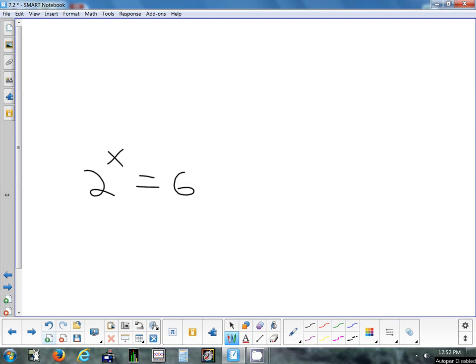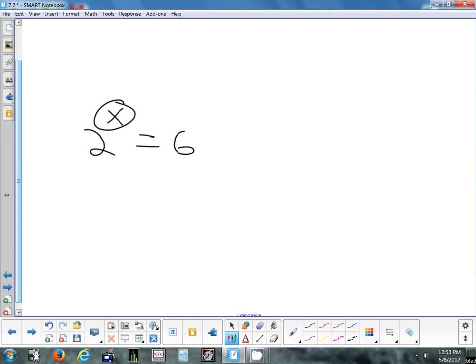Well, if you try 2 to the second power, how much is that? 4. So let's go up 1. What's 2 to the third power? 8. So 2 to the second power was too small. 2 to the third power is too big. So the answer for x is somewhere between 2 and 3. It's a decimal. How we would figure it out is with a logarithm. So anytime you have variables in the exponent, that's when you use logarithms.